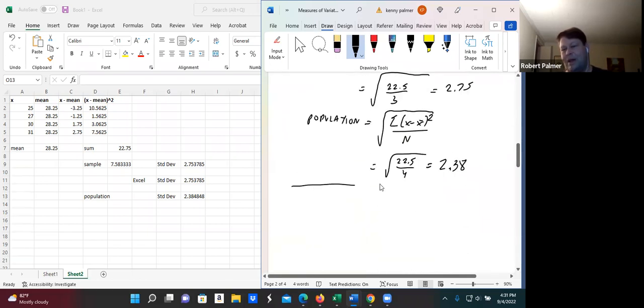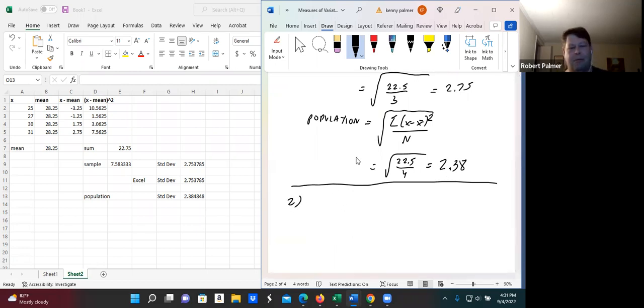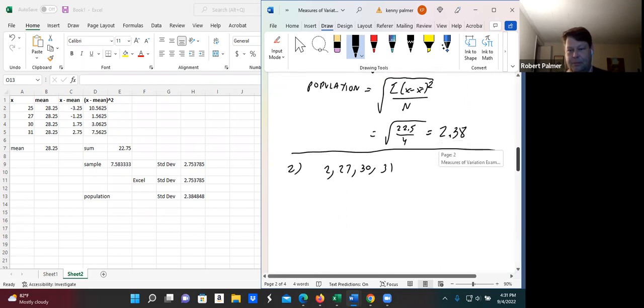I'm going to make it basically identical, except I'm going to change one value. I'm going to make my first value, instead of 21, I'm going to make it 2. So 2, 27, 30, and 31. Now, based on what you know about measures of center, what do you think would happen? Well, the standard deviation is based on the mean, so it's also sensitive to outliers. And this 2 acts as an outlier.